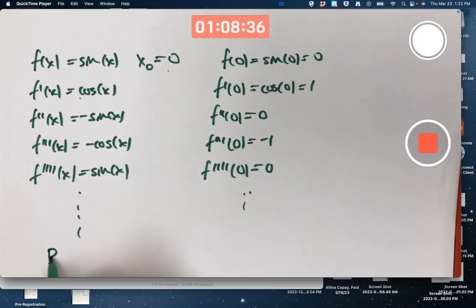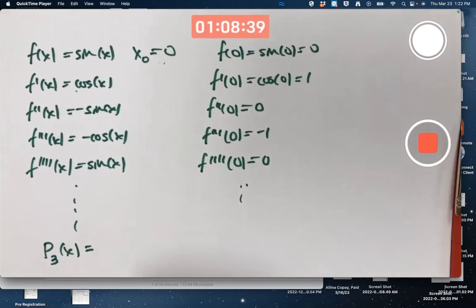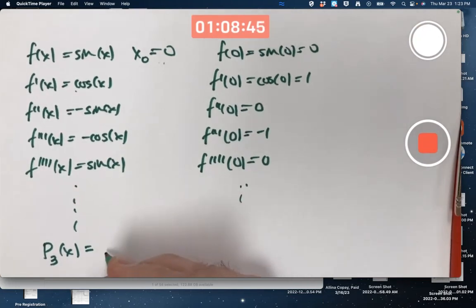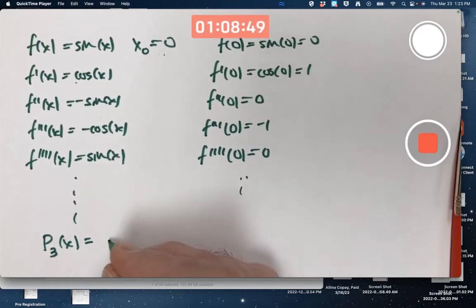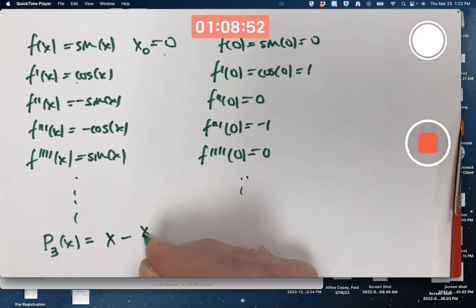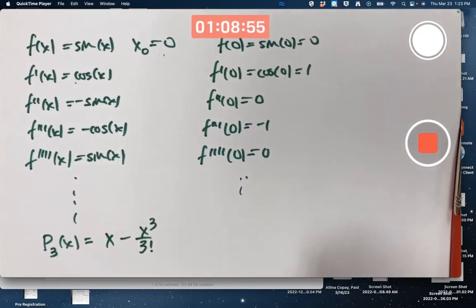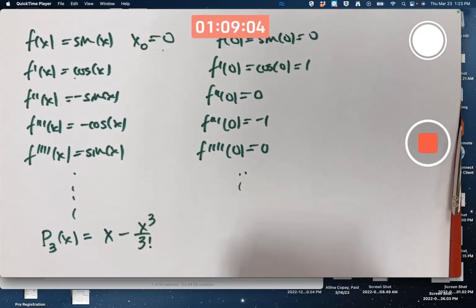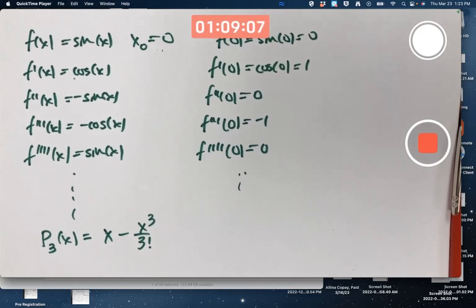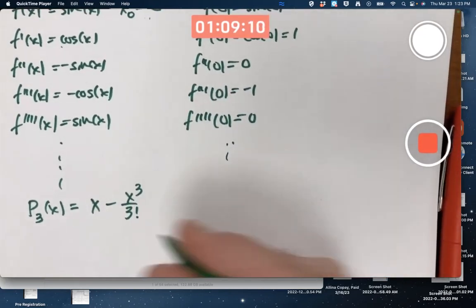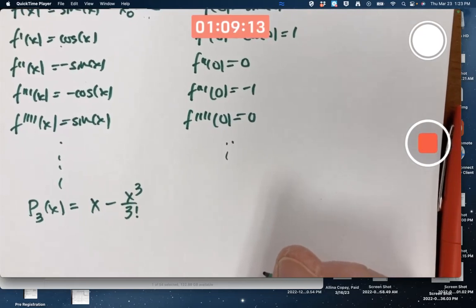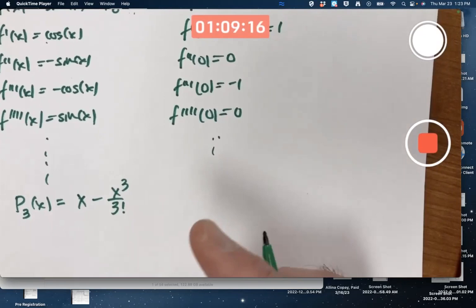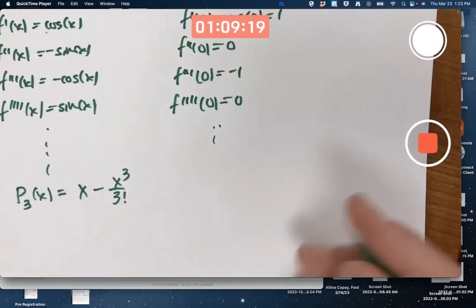Let's think about P3 of x, the third degree Taylor polynomial. After you use the formula, you'll get, as you've seen before, x minus x cubed over 3 factorial. The Taylor series starts that way, and then the next term is plus x to the 5th over 5 factorial, then minus x to the 7th over 7 factorial. You should remember this from Calc 2. You really should remember Taylor expansions your entire life if you're a math major. You shouldn't forget these things. If you have, well, work at it. Even when you're 80.